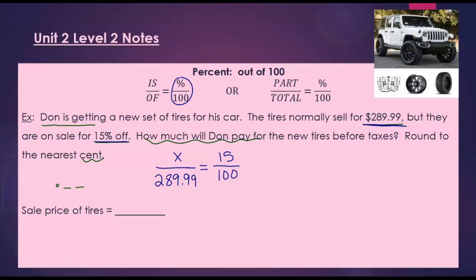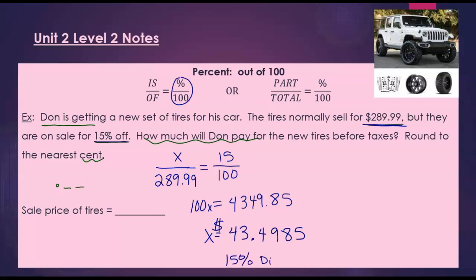So 15 times $289.99 is $4,349.85. Well, that's equal to 100 times x. Divide by 100, we get $43.49. I could round that up to 50, but I'm going to leave it as this decimal for now. And this is the 15% discount.